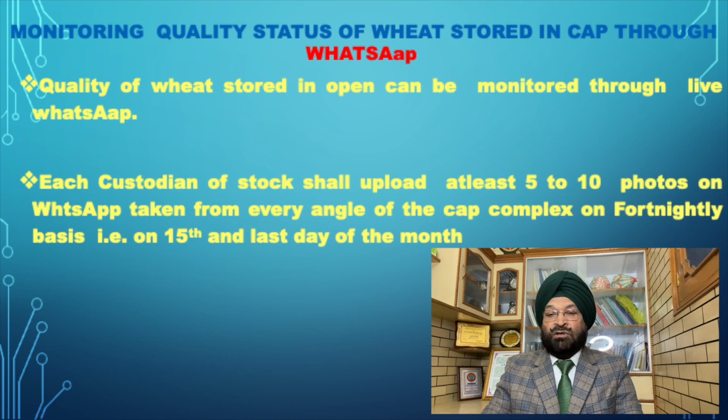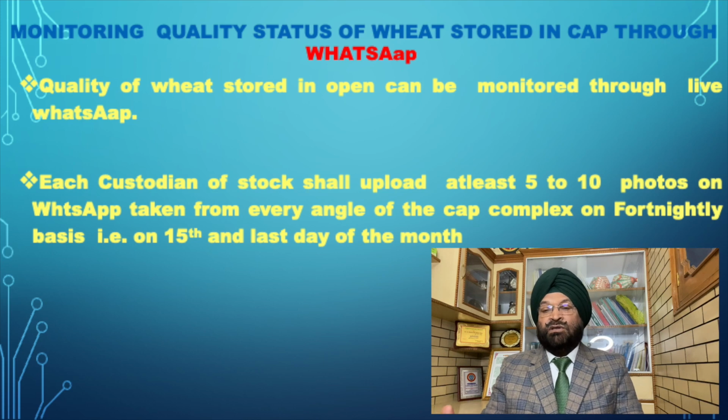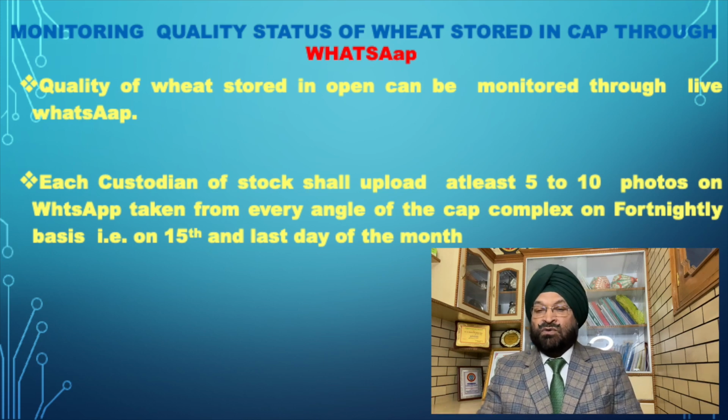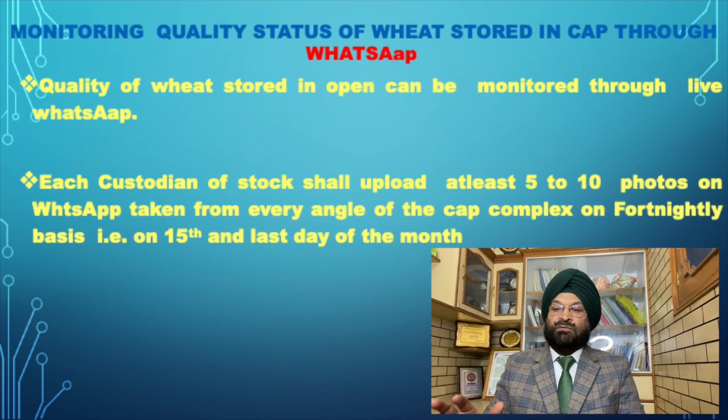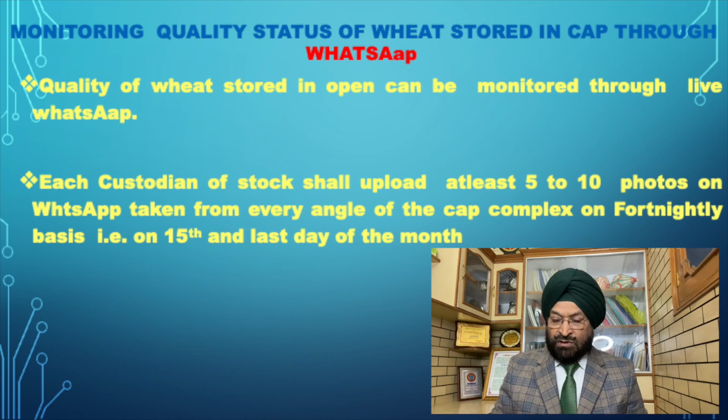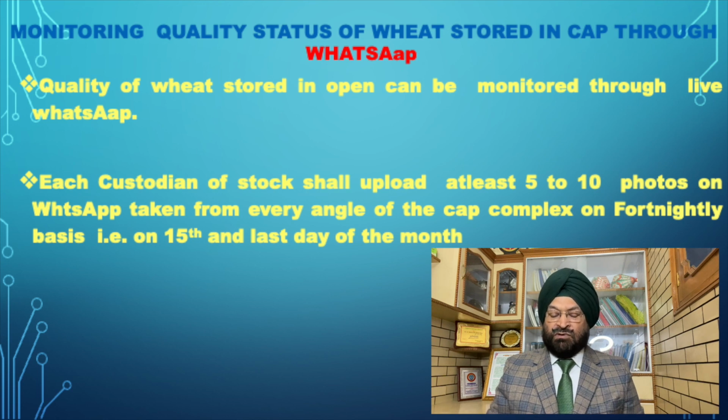So now the third, I'm talking about the third. That is not the software, but it's WhatsApp. So, metering the quality status of the wheat stored in CAP through WhatsApp. This is the technology which I invented, and I operated it, and it was very, very successful. So what is it that we are going to discuss?